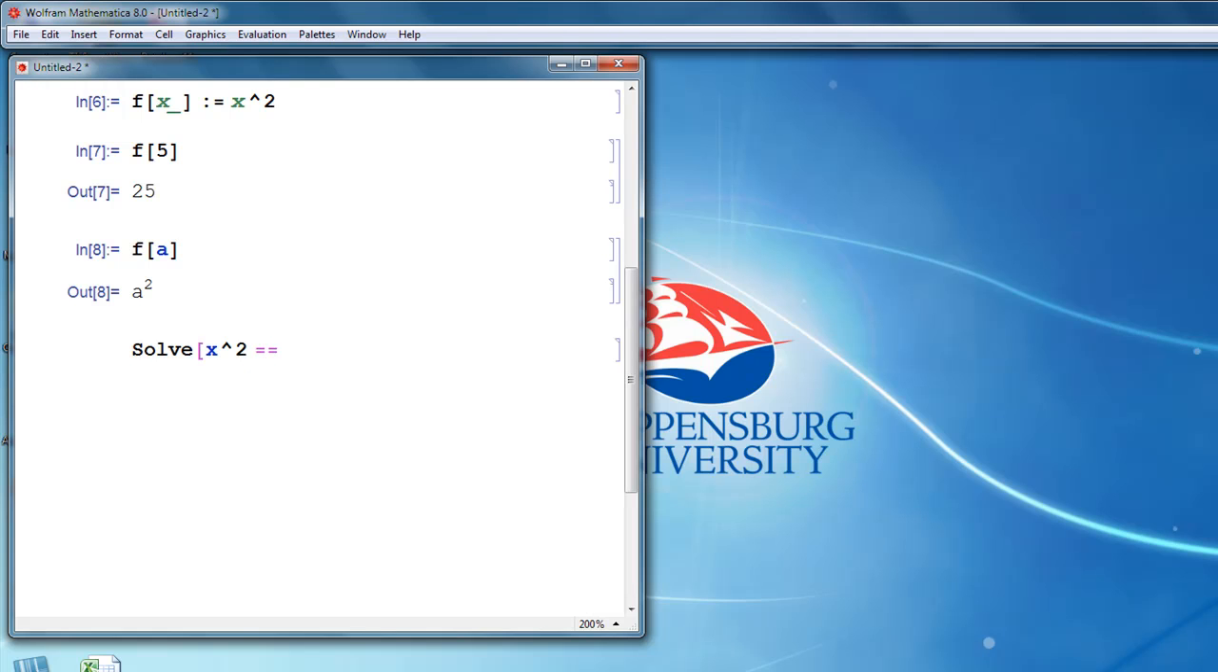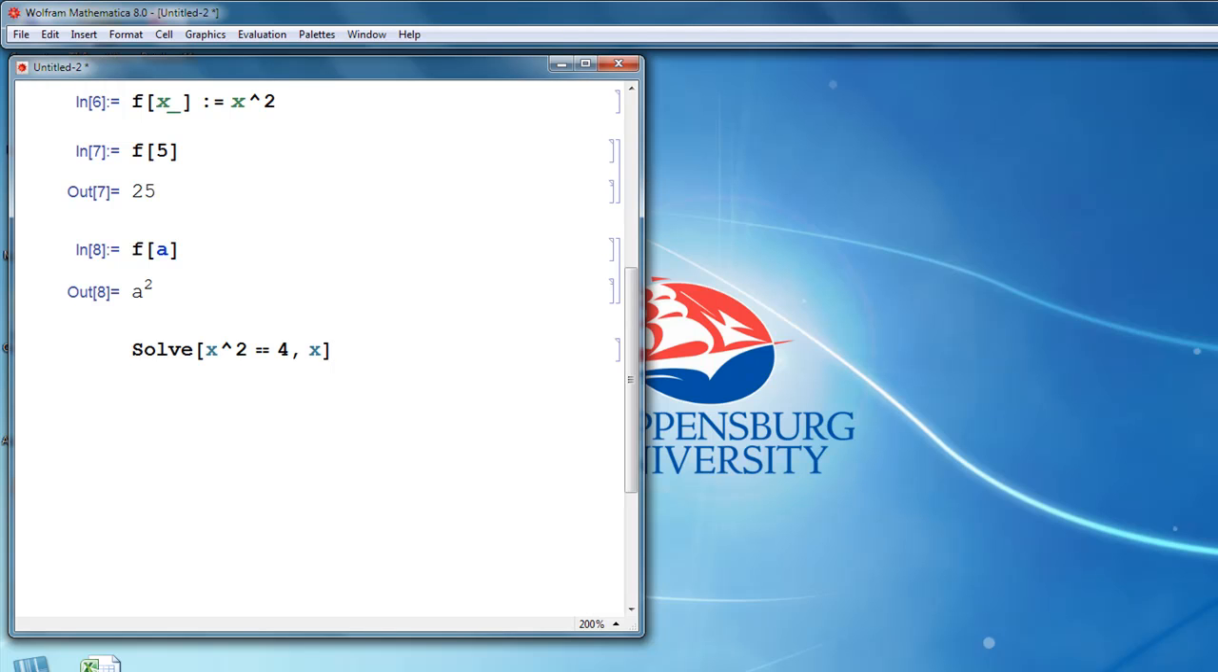So remember that when we use the Solve command, we need a double equal sign. I'm going to solve x squared equals 4. And remember that with Mathematica, we need to tell it which variable we want to solve our equation for. Mathematica supports the idea of solving equations with multiple variables, in which case we have to tell Mathematica which variable we want it to solve for. In this case, we only have one variable, but we still need to tell Mathematica to solve for x.